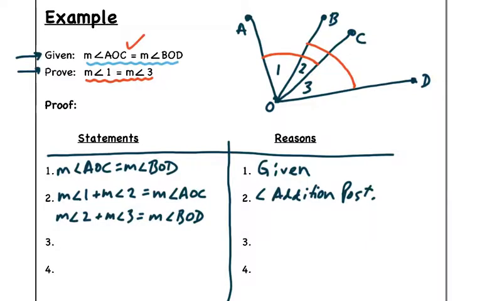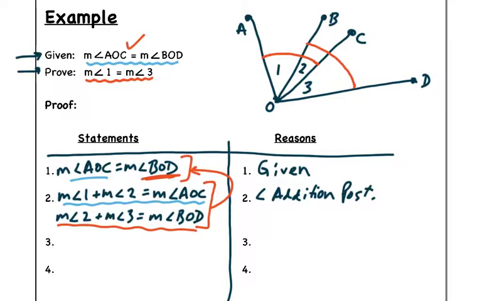I do know in the given that AOC was equal to BOD. But look how I rewrote AOC. AOC is also 1 plus 2. And BOD is also 2 plus 3. So can I sort of combine 2 and 1 together? Watch what I can do. If AOC is equal to BOD, can I say that AOC, which is measure of angle 1 plus measure of angle 2, can I say that's equal to BOD? Because BOD was measure of angle 2 plus the measure of angle 3.